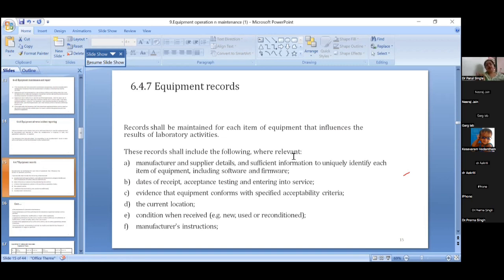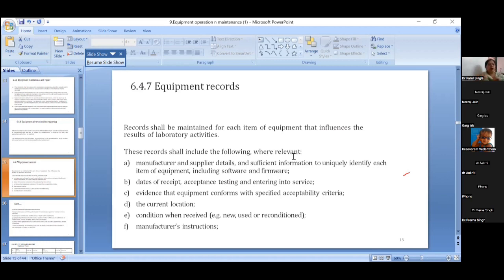Evidence that equipment conforms with specified acceptability criteria. For acceptance testing there should be a criteria, a procedure, a process, and it should meet the acceptability criteria that has been defined. You have to record the evidence of it. Your location of your equipment. Let's suppose you have 2 labs in the premises. You have one emergency lab, you have one main lab, and you have 2 equipments of the same name. So for this equipment of serial number, this location is identical.